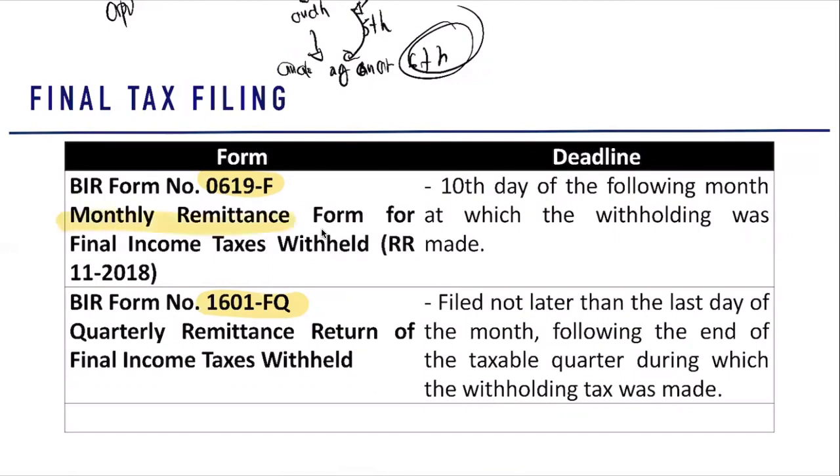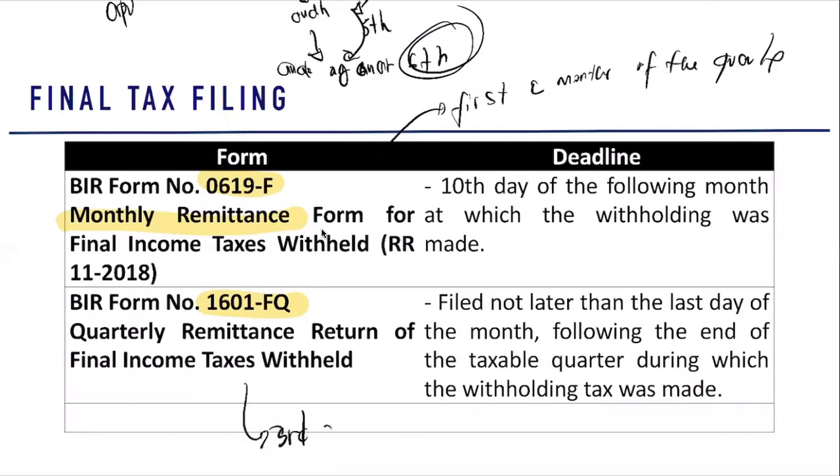So this is for your monthly remittance. You will only use this for the first 2 months of the quarter. And for the third month of the quarter, you use 1601FQ. So when do we file it? On the 10th day of the following month. And for your 1601FQ, it is the last day of the month following the end of the taxable quarter.